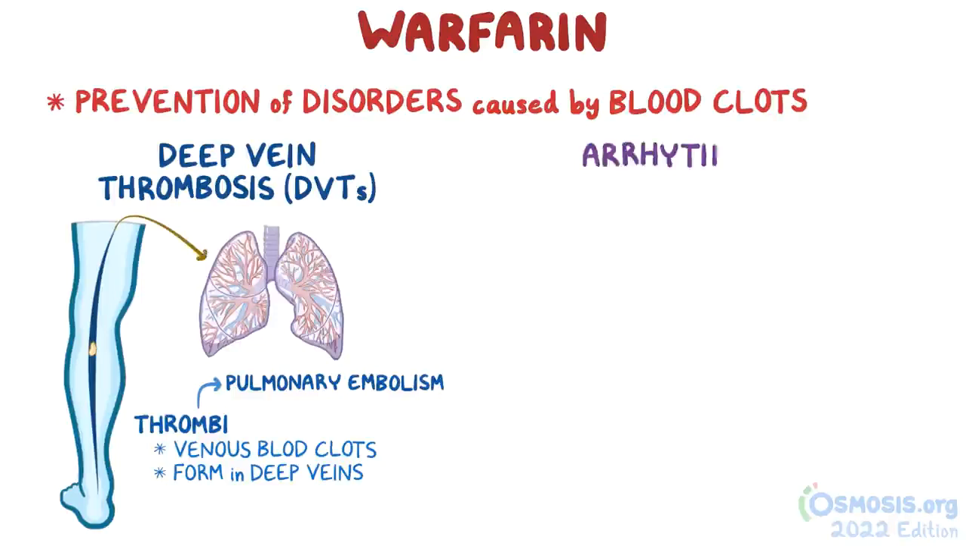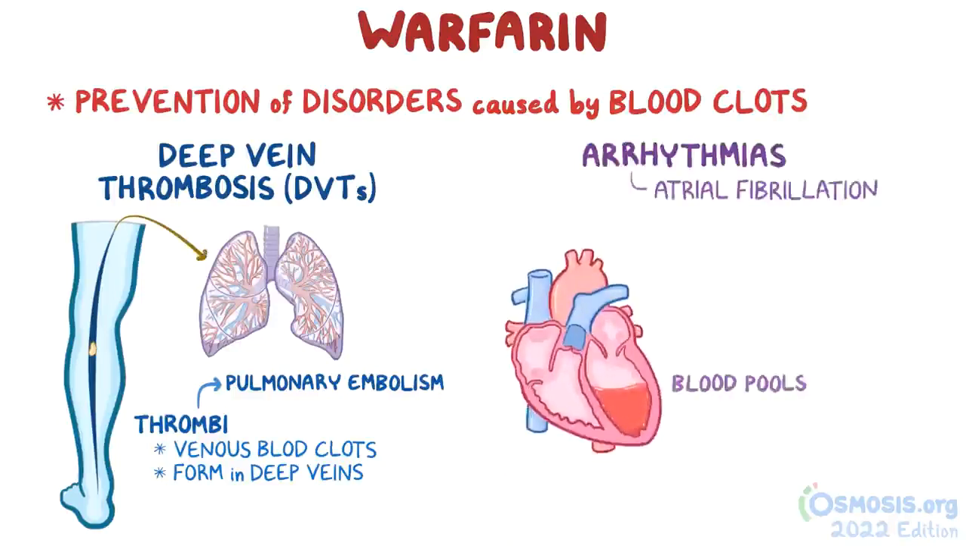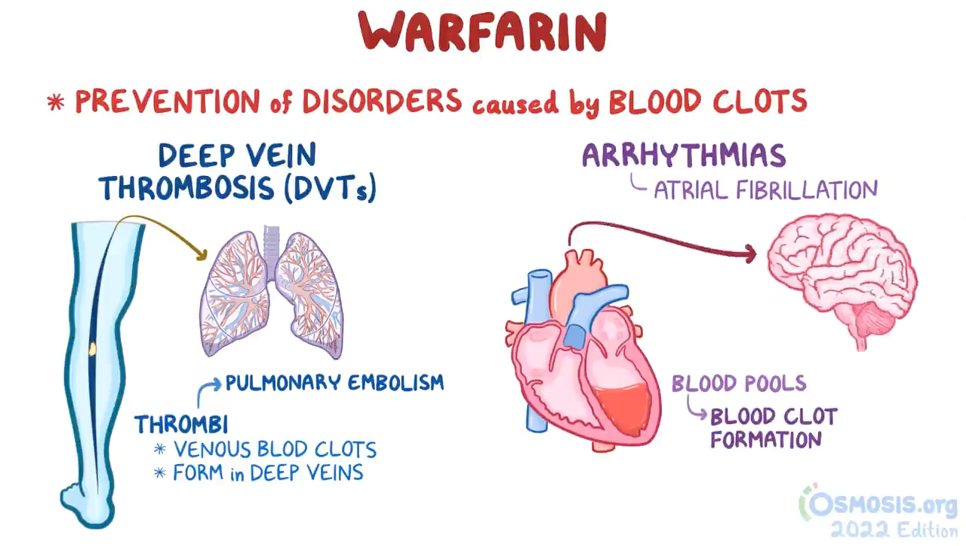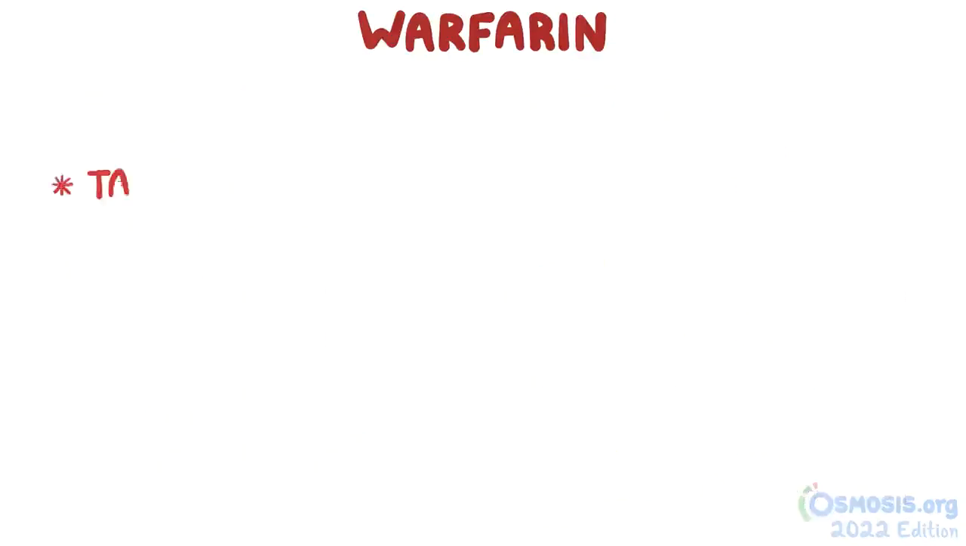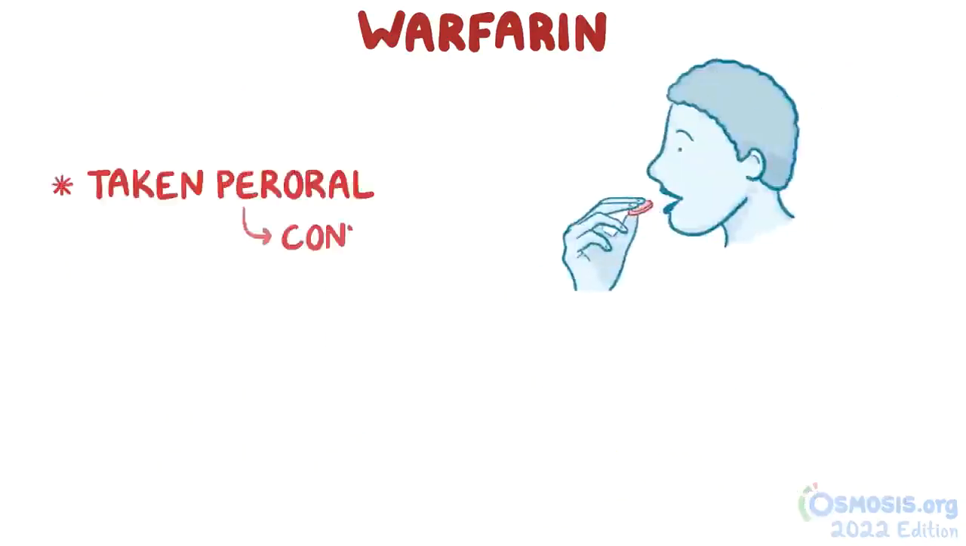In people with arrhythmias, particularly atrial fibrillation, the blood could pool in the heart, leading to blood clot formation. These clots then get pumped out of the heart and make their way to the brain, where they block off cerebral arteries and cause strokes. Other common causes of blood clot formation in the heart include prosthetic heart valves and recent myocardial infarctions. Warfarin is the medication of choice for preventing these problems because it's taken per oral, so it's very convenient.